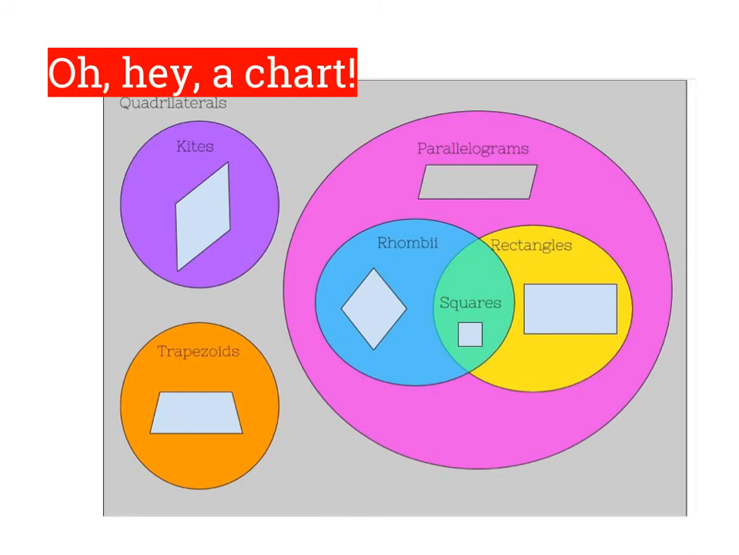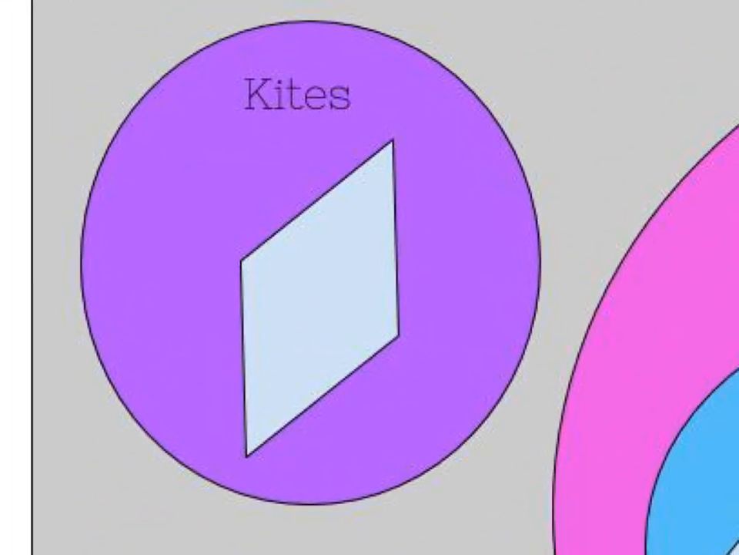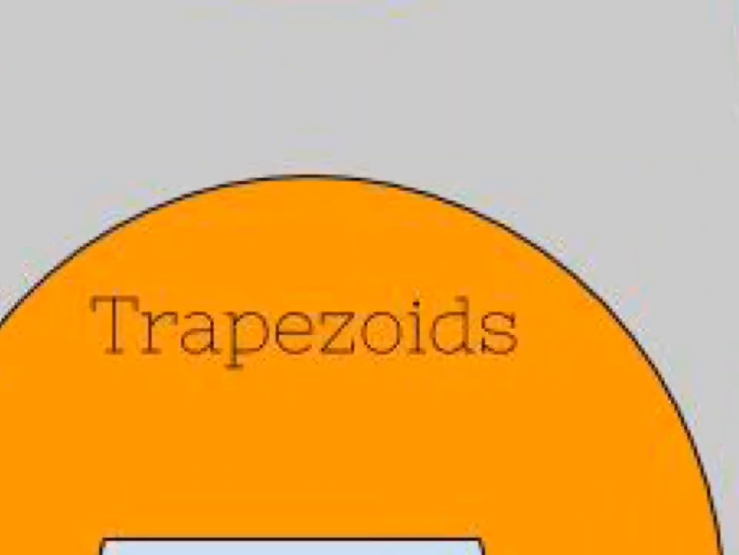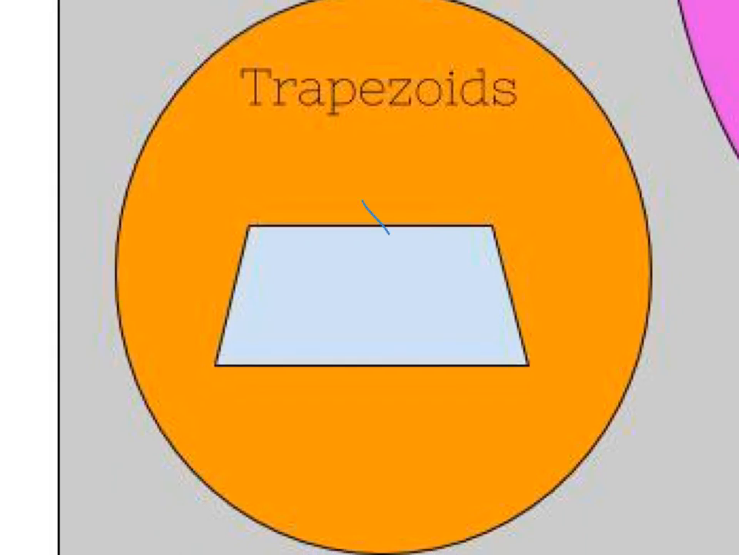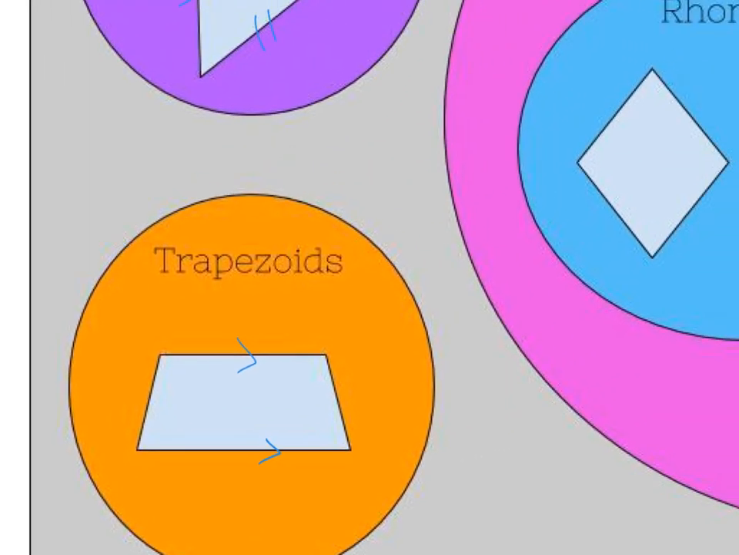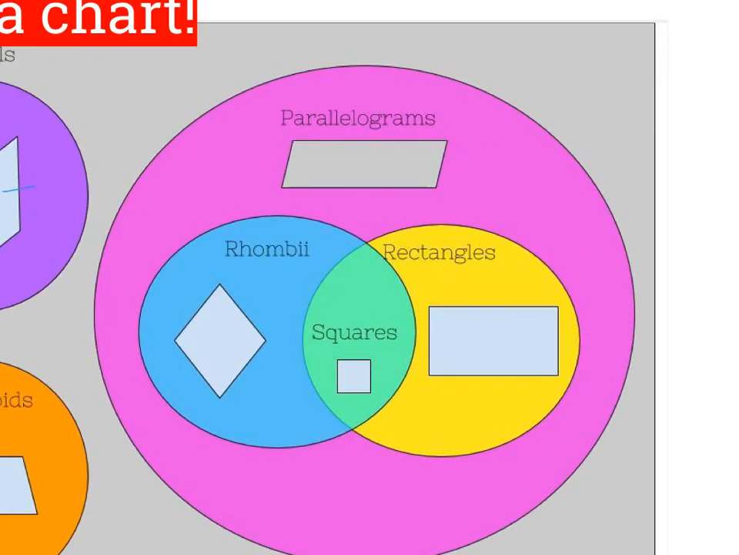So all of these things fall under quadrilaterals. Within quadrilaterals, we've got kites. That's the one that has two sets of sides that are congruent to each other, one after another. You've got trapezoids, which have two parallel lines. And then you've got all these parallelograms.